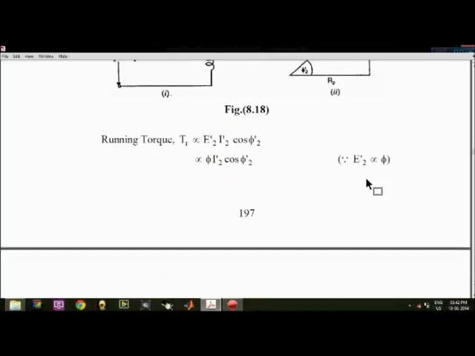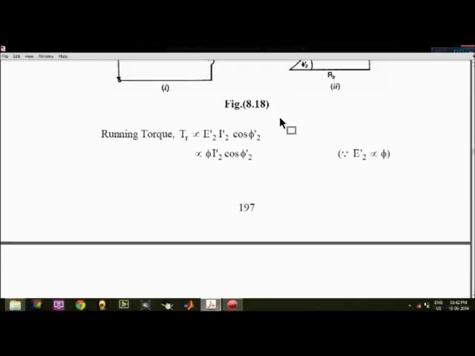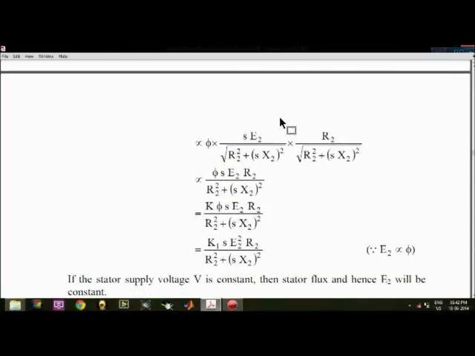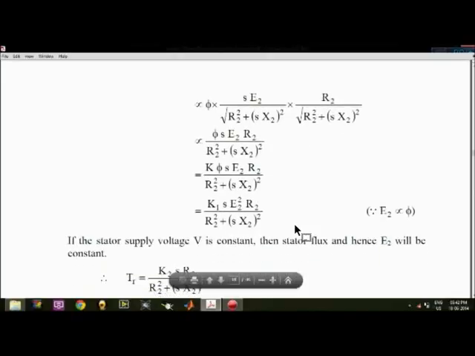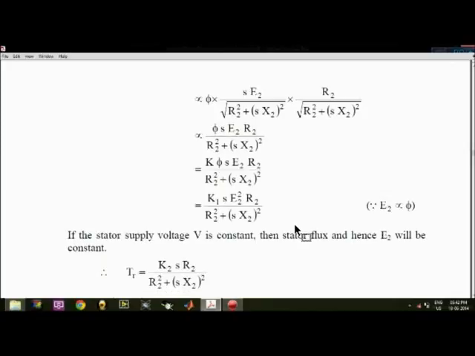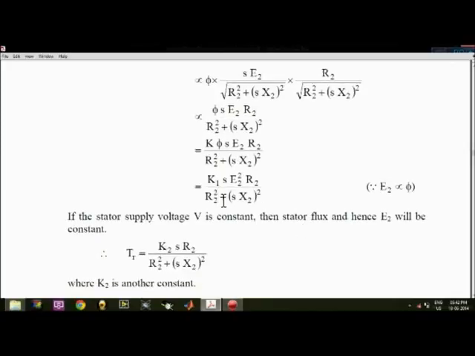In this case the running torque is directly proportional to E2 dash I2 dash cos phi2 dash. The E2 dash and I2 dash you have seen before all depend upon the slip. Multiplying all these things, the final result is K1 S E2 square into R2 by R2 square plus S X2 square.